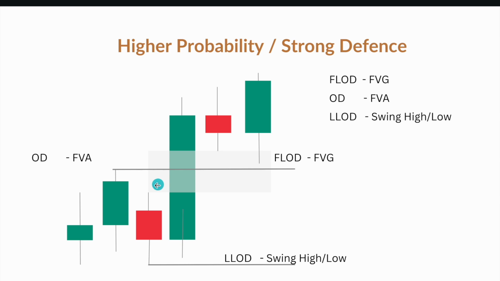Now what is fair value gap? It is another 3 candle pattern. First candle could be anything. Second candle, an expansion candle. Third candle again could be anything: a normal bullish candle, indecision candle, or expansion candle. In this case, it's a consolidation candle where it is consolidating.